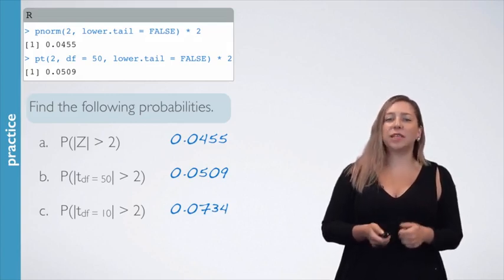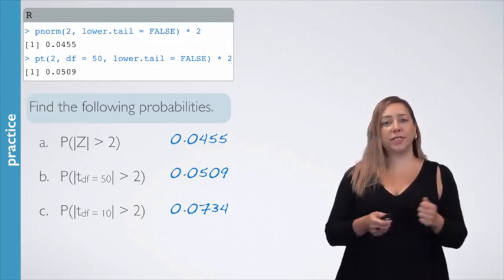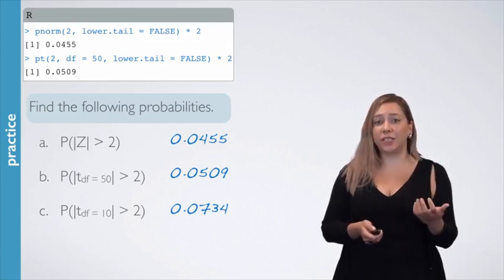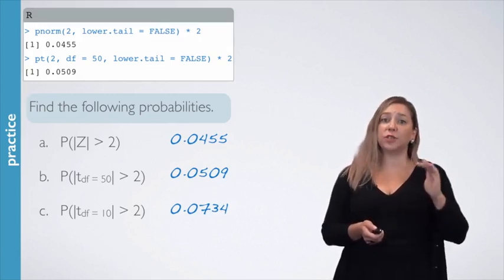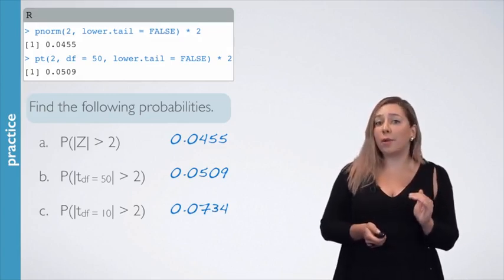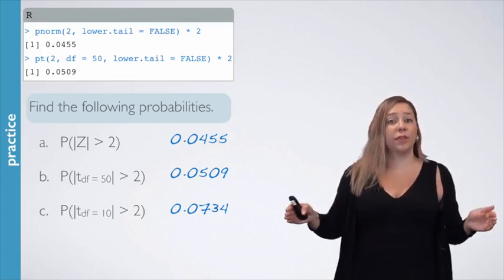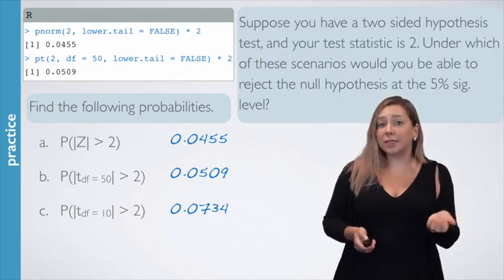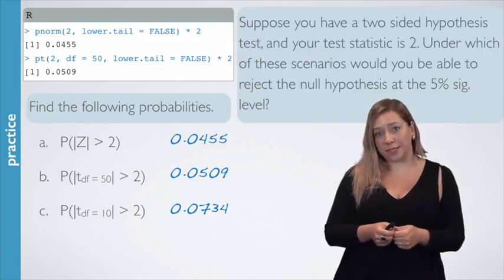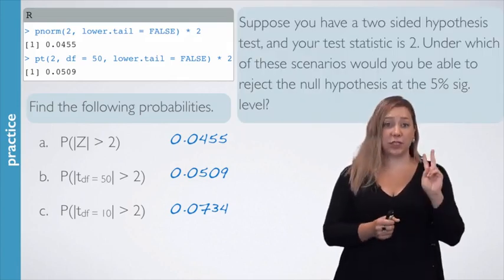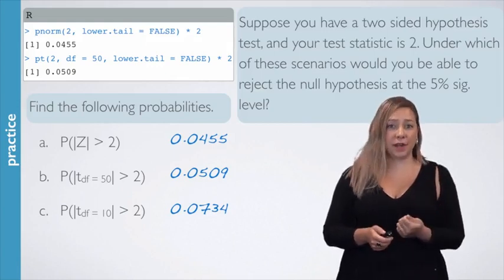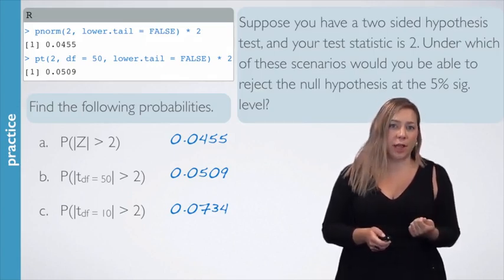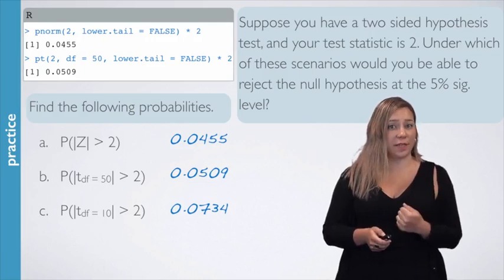In summary, as we go from the normal to a t-distribution with a somewhat high degrees of freedom to a t-distribution with low degrees of freedom, the probability of the test statistic being more than 2 standard deviations away from the mean increases. Next, suppose you have a two-sided hypothesis test and your test statistic is 2. Under which of these scenarios would you be able to reject the null hypothesis at the 5% significance level?